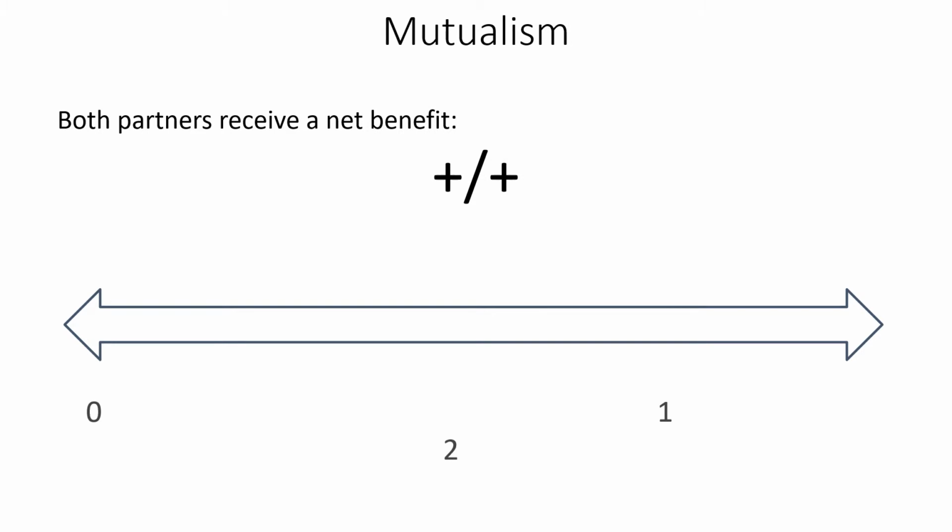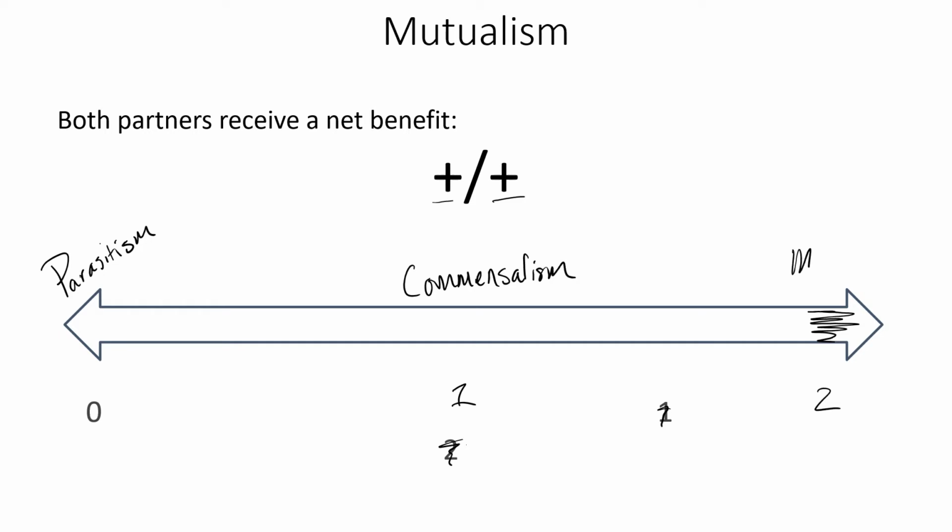The other type of relationship, and the one that people most commonly conflate the term symbiosis with, is a mutualism. And this is where both parties get a net benefit. If we have both parties benefiting, we get 1 + 1 is 2. So we're there at the very far end of the other spectrum. So here we have parasitism. This is in our commensal range. Commensalism and mutualism.